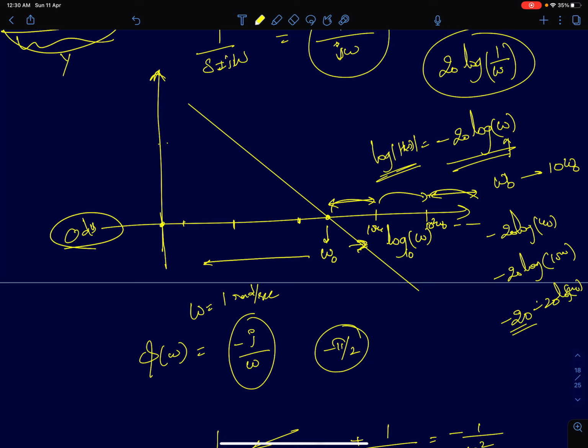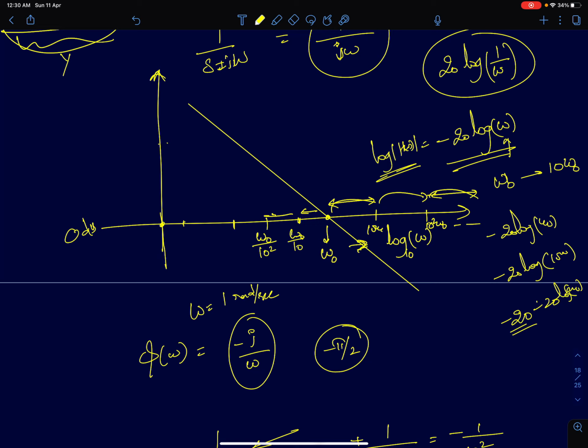In the same way, to reach 0, I'll again have to hop infinite such decades. So I have to go from omega naught to omega naught by 10, then omega naught by 10 to omega naught by 10 square, and so on till omega naught by 10 power infinity. So I need to hop infinite times, so therefore I can't really show 0 also on a log graph. In any practical graph, I won't be able to show 0.